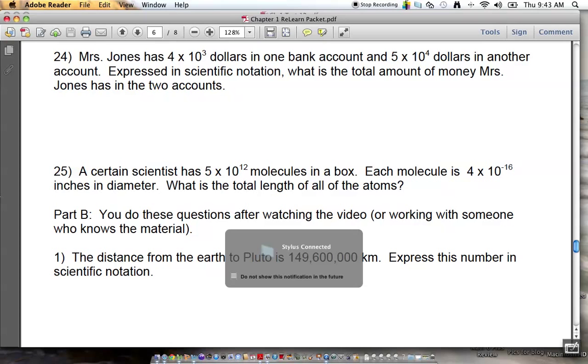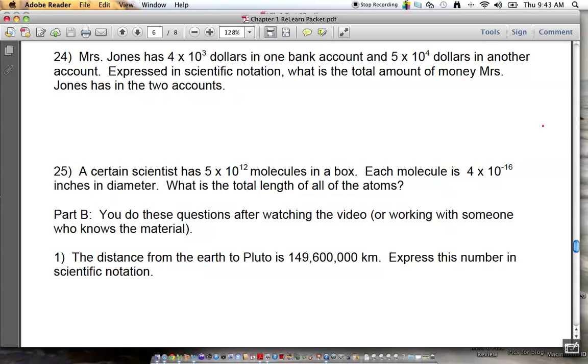Thank you. All right, so here we have a certain scientist who has 5 times 10 to the 12 molecules in a box. Each molecule's, all right, I've had enough. What is it with this scientific notation stuff? It's driving me crazy. I'm changing the question. A certain scientist has 5 molecules, and each molecule is 4 inches in diameter. So if I have 5 molecules and they're each 4 inches in diameter, how long is it when I put them all next to each other?